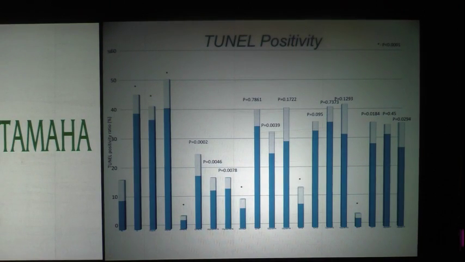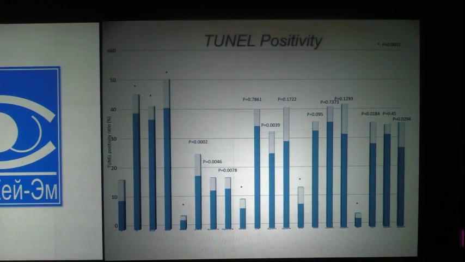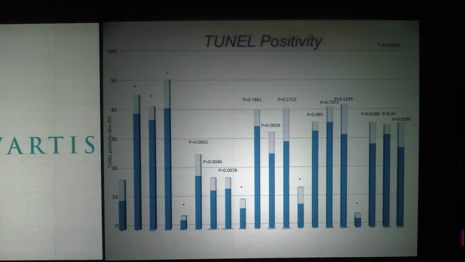And here is the representation of TUNEL positivity. It was found that the high concentration of advanced glycation end products also significantly increased the number of TUNEL positive cells, and all factors decreased the number of TUNEL positive cells, but the most significant decrease we observed was in the group of neurotrophin-4.